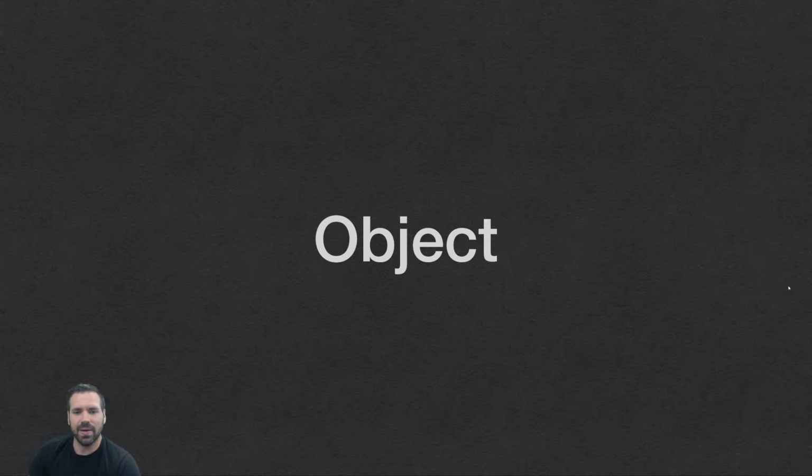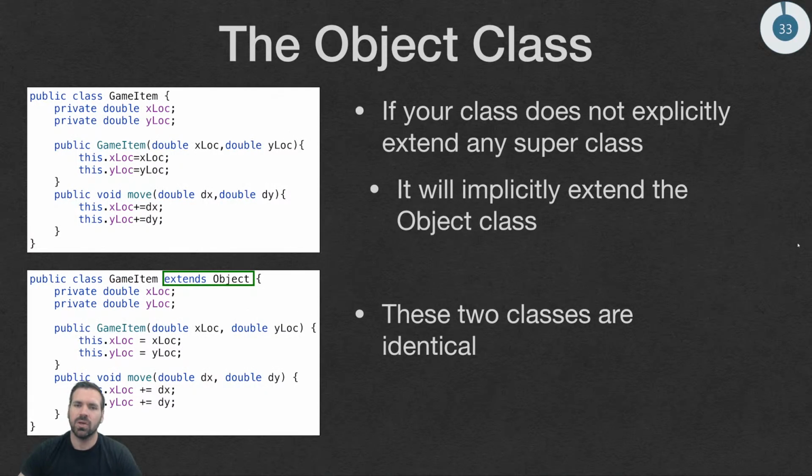Now that we've talked about inheritance, we can explore some features that we've seen in Java. We've experienced these, but we weren't prepared to really understand how they worked yet. So let's talk about the object class. Every single class in Java extends the object class.